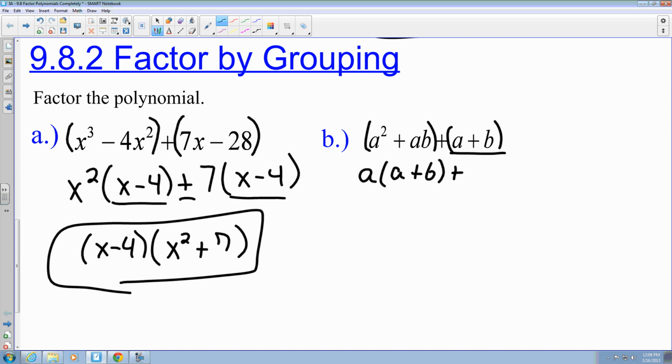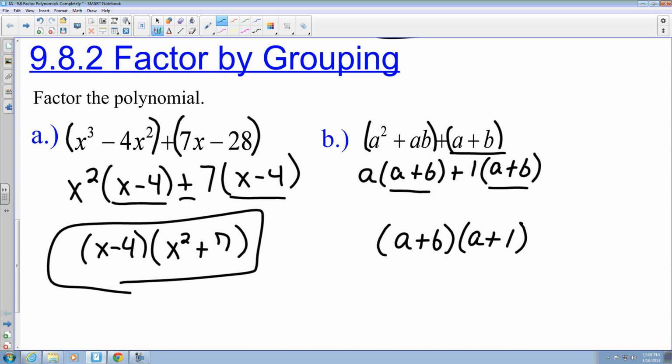So what I'm going to do is put a 1 in front of it just so it helps us out. When we factor this out completely, I'll show you why the 1 is significant. So here I have a common binomial of a plus b, so I'm going to put a plus b times the quantity a plus 1. That's where the 1 comes in, because sometimes you don't quite see that. So by placing the 1 there, that helps you out when you factor them out completely.